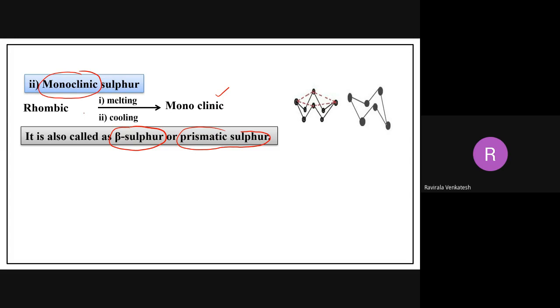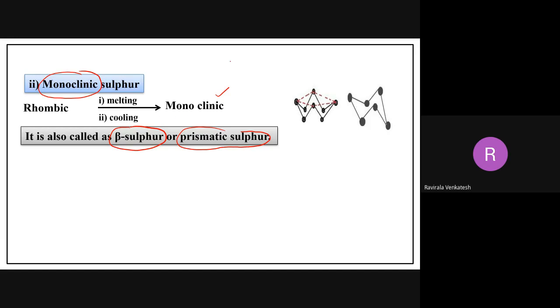If you cool the monoclinic sulfur, what do you get? Rhombic sulfur. Rhombic we are going to get. That means both are interchangeable. Rhombic sulfur and monoclinic sulfur can be interchanged by changing the temperature.